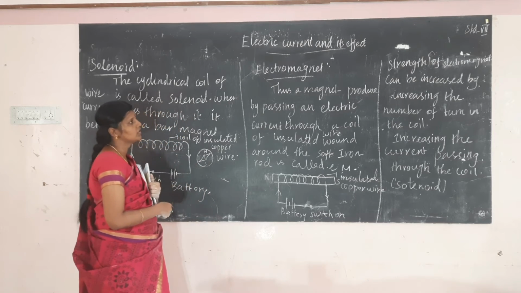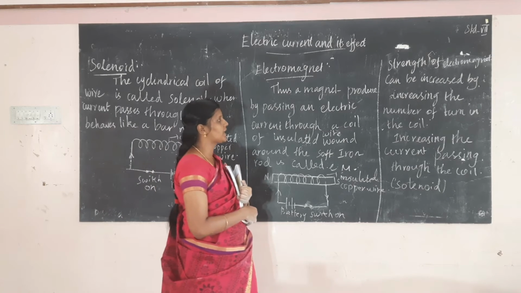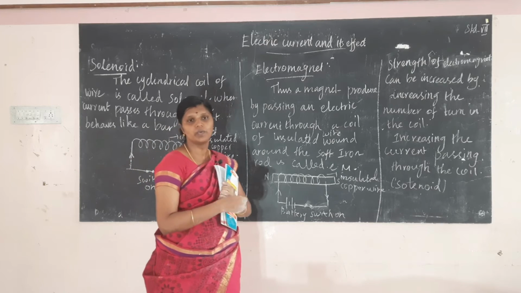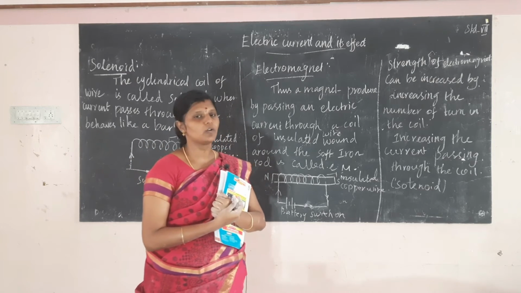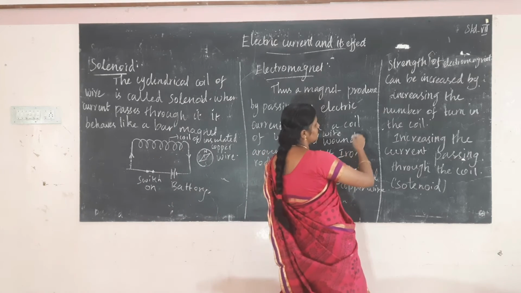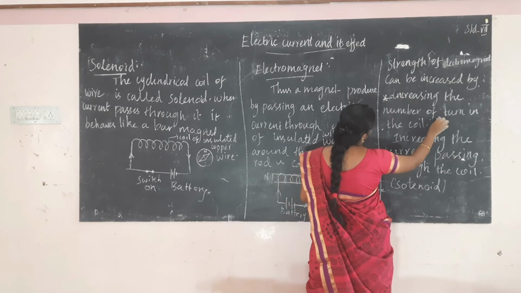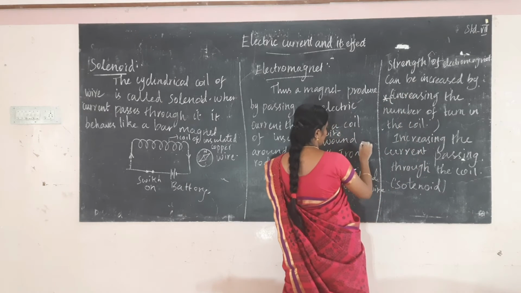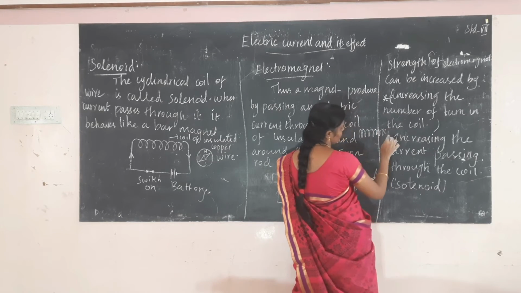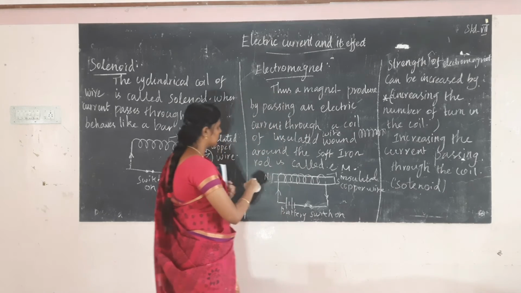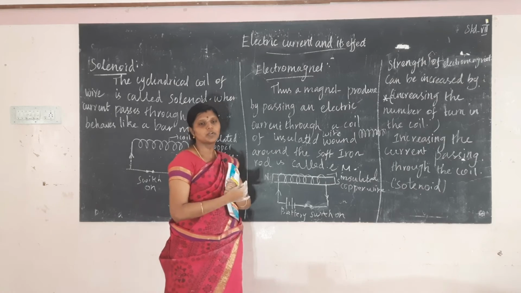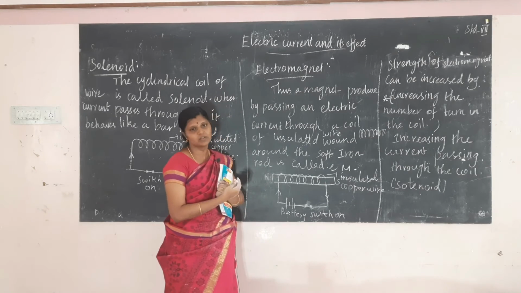Next, the strength of the electromagnet can be increased by, how do we increase the strength of the electromagnet? First is increasing the number of turns in the coil. Number of turns means winding more like this, 25 to 30 turns, we need to increase. Then the strength of the electromagnet also increases.